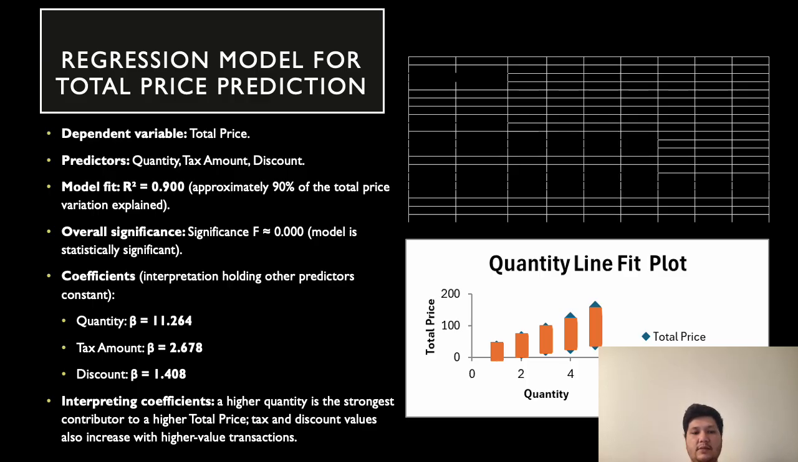Once again, quantity is the most important factor in this model. So this confirms the earlier findings from the correlation analysis and gives more confidence in the results. From a business perspective, this suggests that strategies like cross-selling, product bundling, and encouraging customers to buy more items can significantly increase revenue.